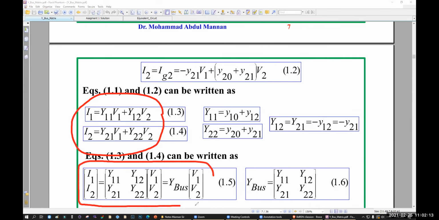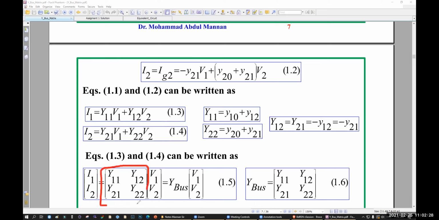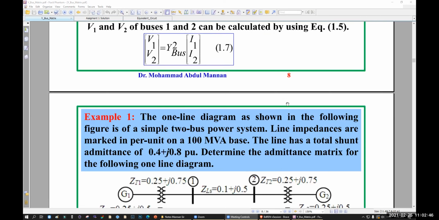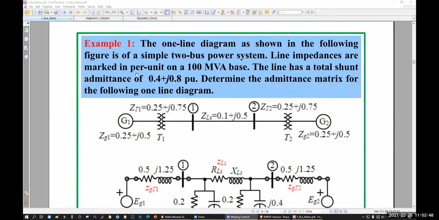This is called the nodal equations. On one side you will have the I matrix, on the other side a matrix of Y and a matrix of V. So I matrix equals Y matrix into V matrix. This Y matrix is called Y bus. That is the goal of this class. Here the Y bus is capital Y11, Y12, Y21, Y22. Let's find out the Y bus matrix from this example.